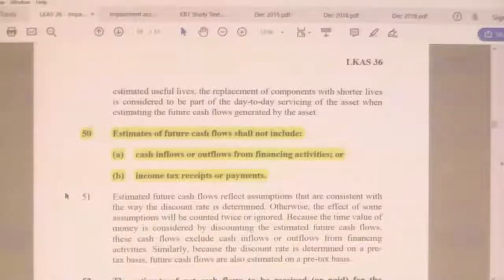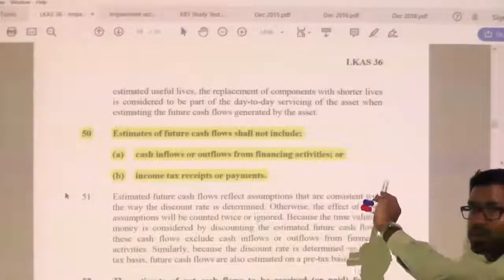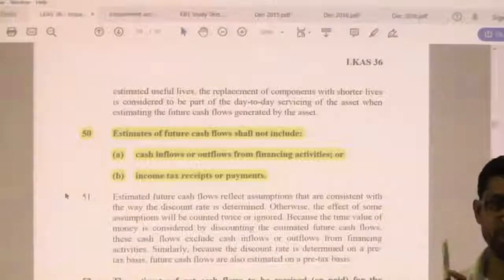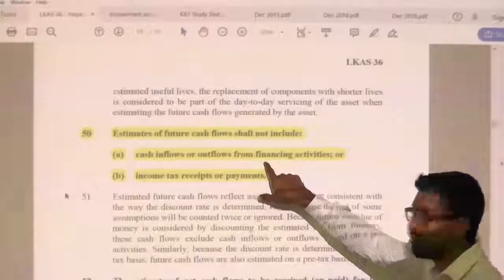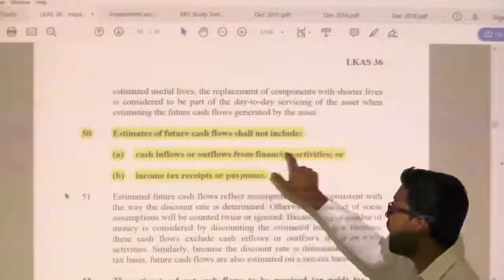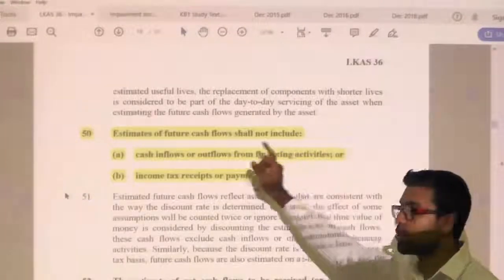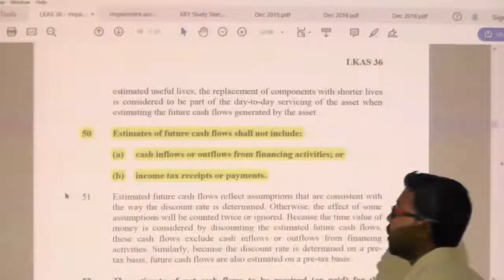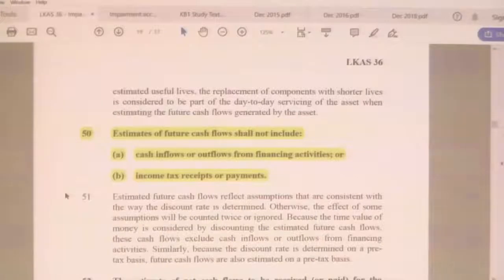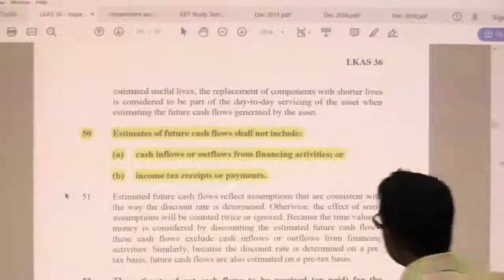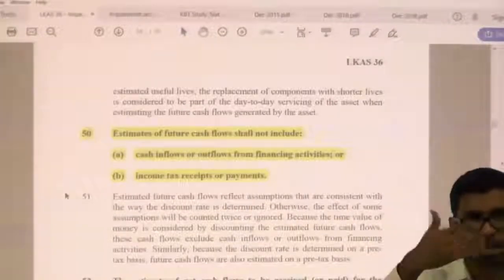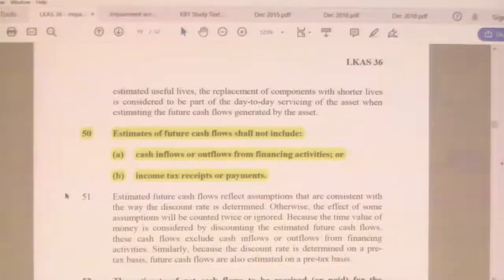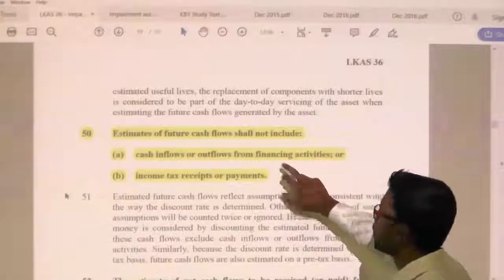Since it will be reflected in your discounting factor, and here we are still talking about future cash flows, not the discounting factor: you discount future cash flows using the discounting factor, and in that factor these cash flows are reflected. Therefore, for the future cash flows you are not taking financial cash flows. When it comes to income tax receipts and payments, we are excluding those also. Why? Normally you take future cash flows before tax, right? Free cash flows before you pay taxes. Taxes are also not considered, as they are not an operational activity of the business. Therefore, these two are not considered in future cash flows, right?